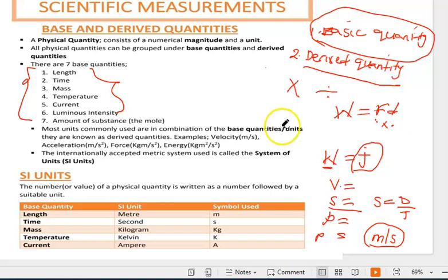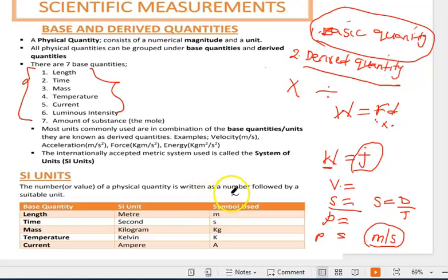For the base quantities, we have the length. What are the SI units? Meters, symbol m. We have the time: the second, symbol s. We have the mass: kilogram, kg. We have the temperature: Kelvin. We have the current: ampere, symbol A. So these are the units that we use.